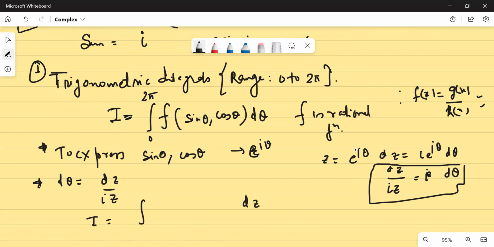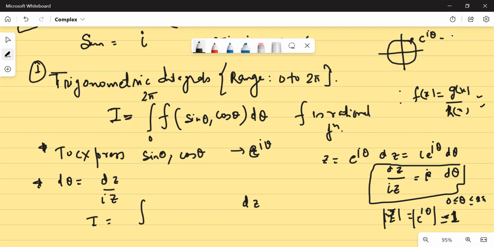Also understand, if I'm taking z equal to e to the power iota theta, mod z will be equal to mod of e to the power iota theta, which is equal to 1. So if my theta is varying from 0 to 2 pi, your mod z will become 1. Further, if theta moves from 0 to 2 pi, basically you are closing a circle only. If you are taking e to the power iota theta as z, you are on a circle of unit radius.